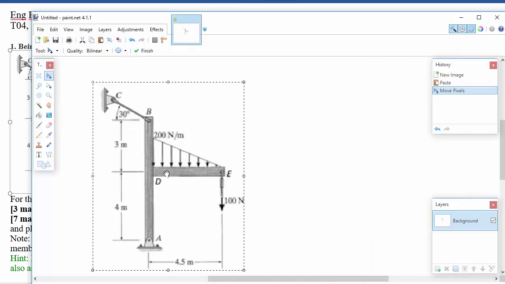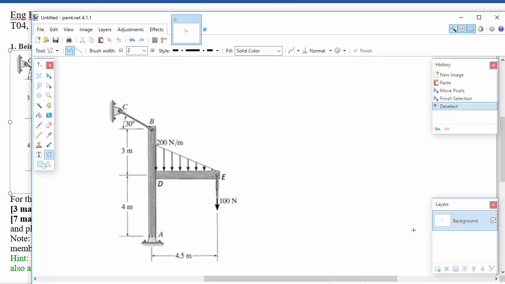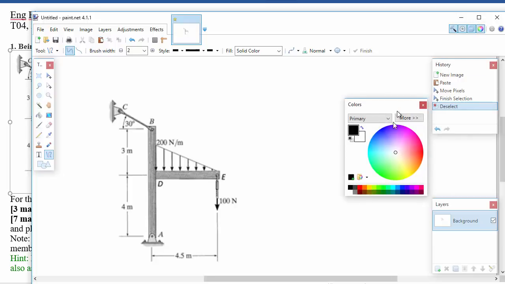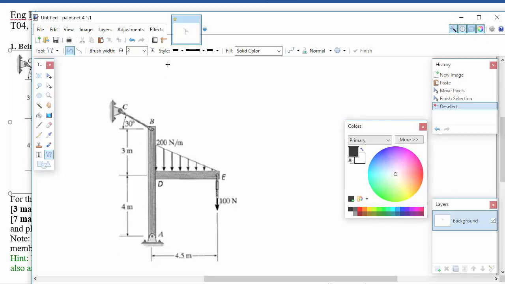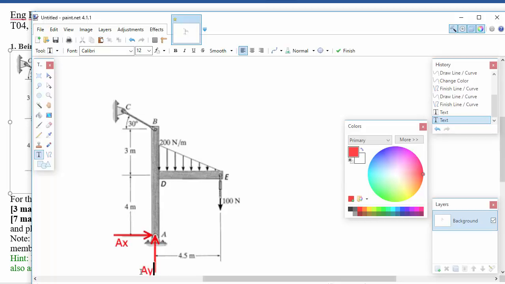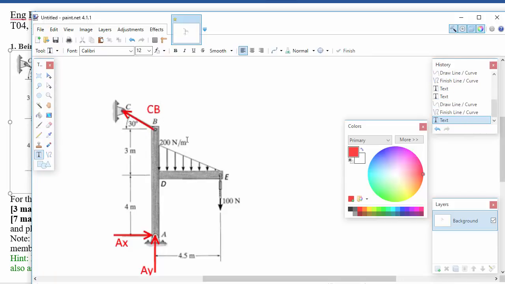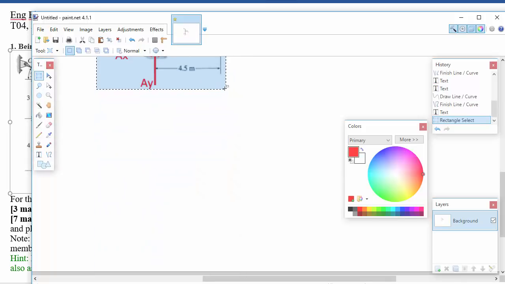So we can copy this and jump into Paint here, which inserts a lot of extra JPEG artifacts by doing it that way. No worries though. We'll just grab the color palette with that button up there. If it disappears on you, no big deal. And draw some forces here. Let's use red for that. We're going to have from a pin joint an X force, a Y force, and another force that's going to be here in the direction of the cable. Okay, so that's it for the free body diagram.